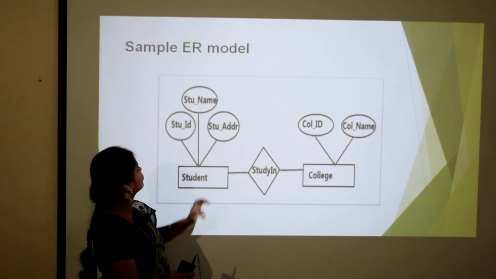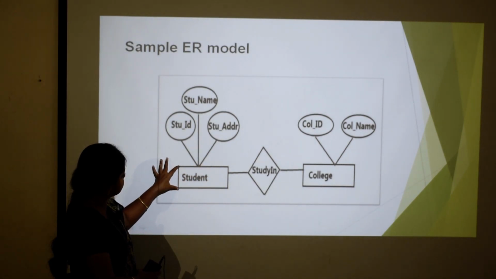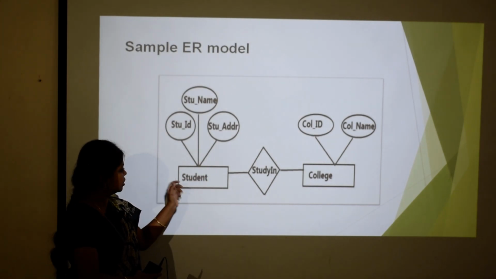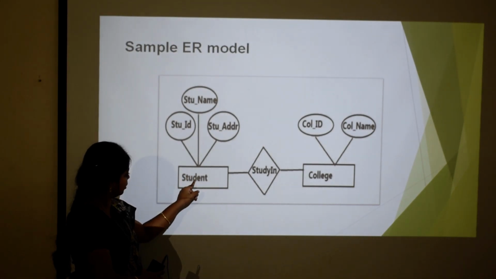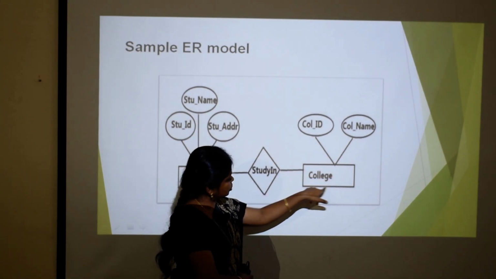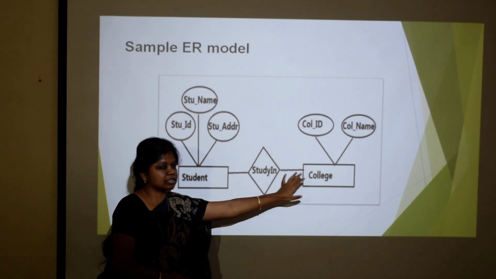See, this is a sample for the ER model. Here student is an entity. You are going to represent it in a rectangular shape. So a rectangular shape represents the entity, and inside that you give an entity name. Here college is also one more entity you have. That is also in rectangular shape. So this is one entity, and the college is another entity.